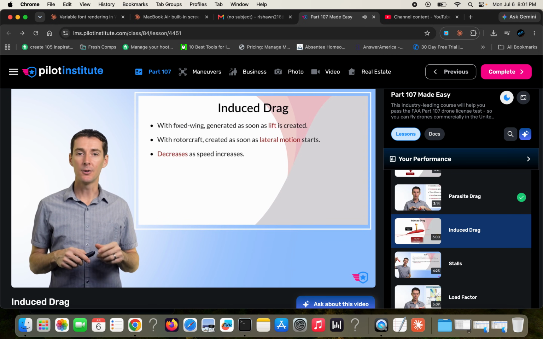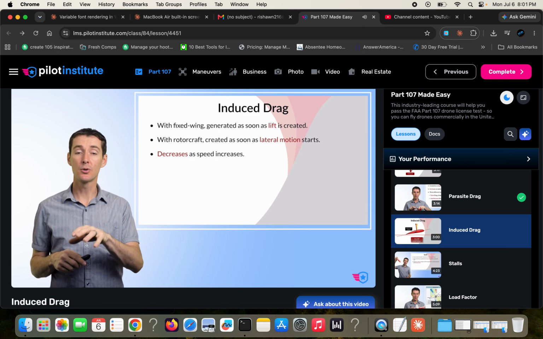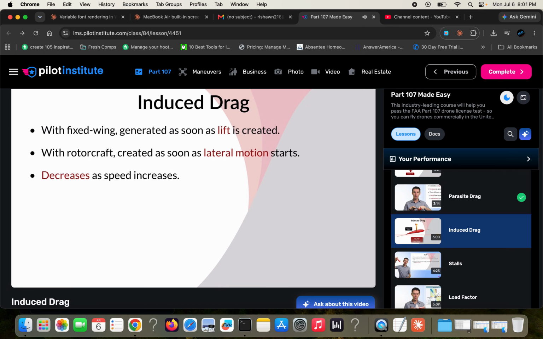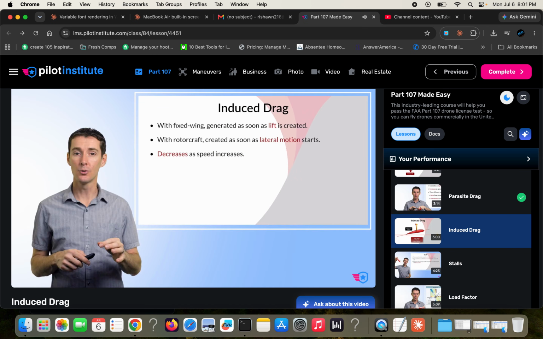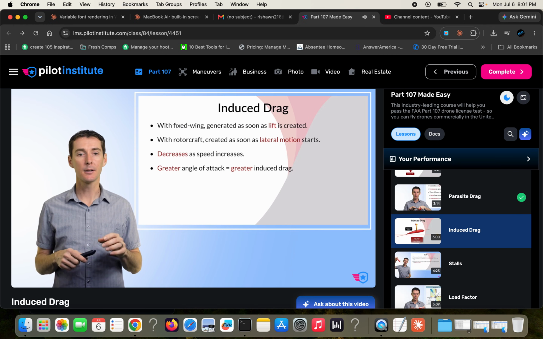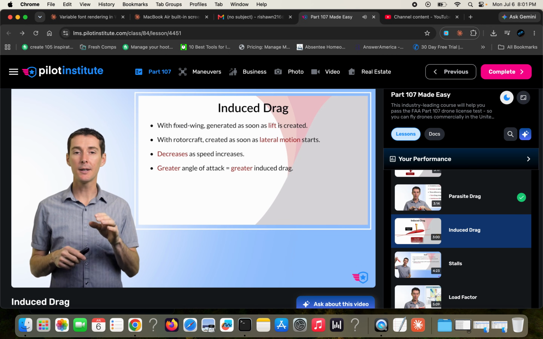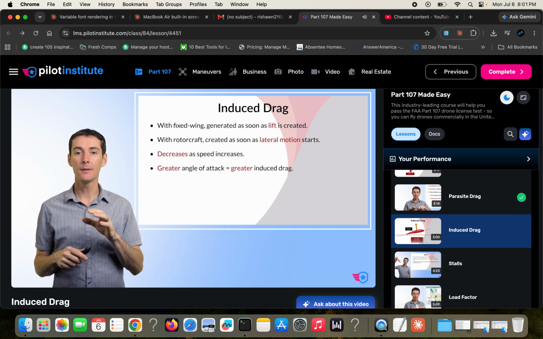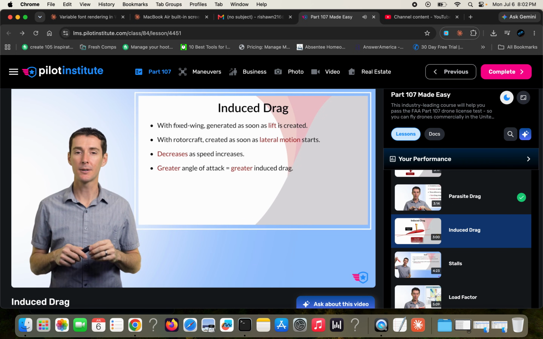As soon as the drone starts moving sideways, then we start creating induced drag. The interesting thing with induced drag is that, as opposed to the other type of drag that we just looked at, this one decreases as the speed of the aircraft increases, okay? Induced drag decreases as the speed of the aircraft increases. Let's think about this for a second. The greater the angle of attack, the greater the induced drag. Just take this for granted for a second.